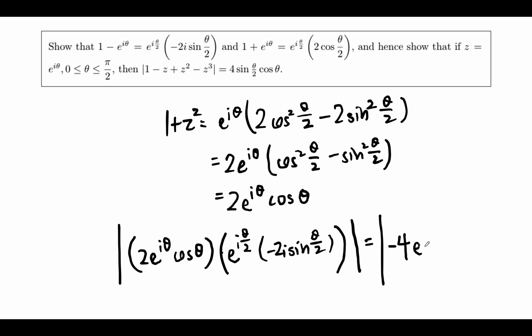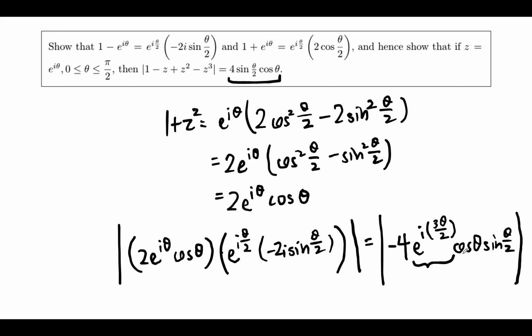Becomes minus 4 e to the i 3 theta over 2 cosine theta sine theta over 2. Right, so as you can probably see, this thing is starting to really look like what we want, right? And we're actually done, because this is the complex number over here, e to the power of i 3 theta over 2. This is the exponential form, this is the complex number.